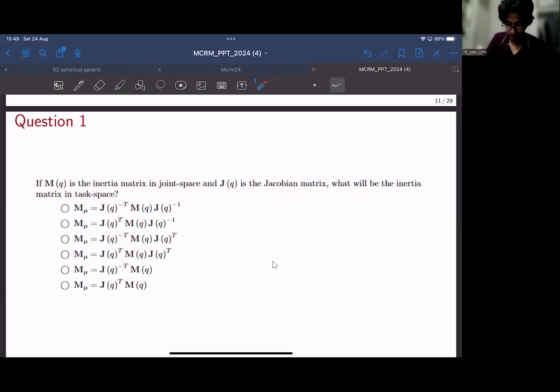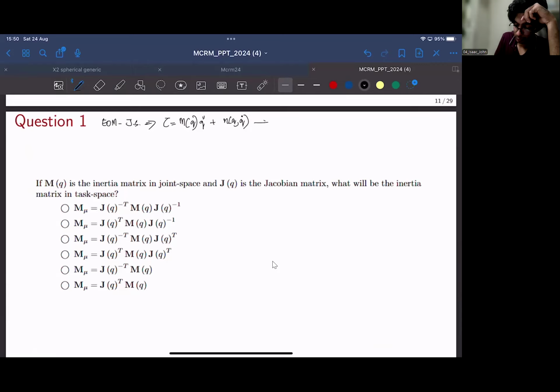Right? So the thing is, you can write the equations of motion in either of these coordinates. For example, if you write equations of motion in joint space, it would look something like tau would be M of Q multiplied by Q double dot plus N of Q, Q dot. I'll write this as equation 1, because we have seen this equation earlier. It's a more familiar form.